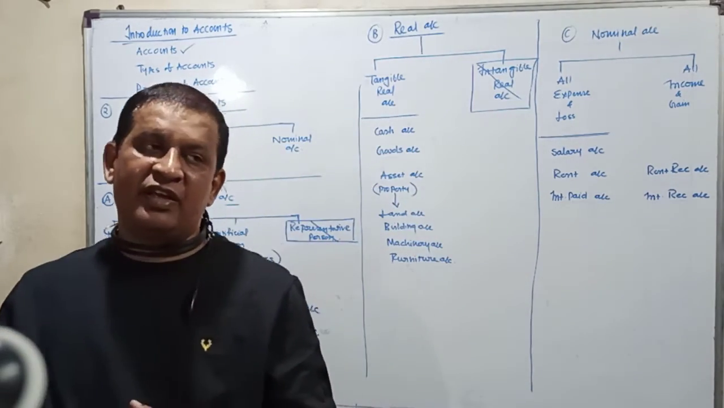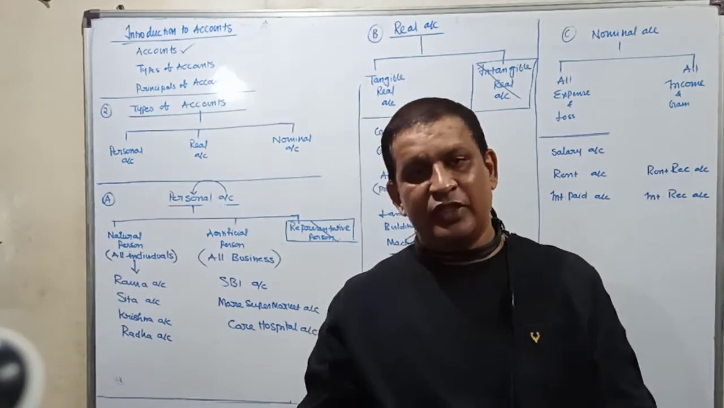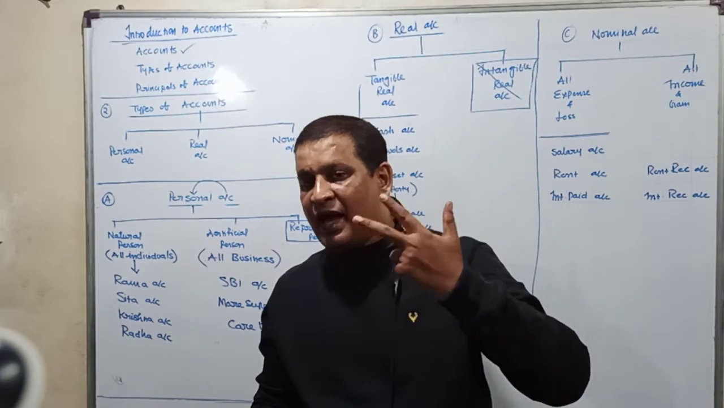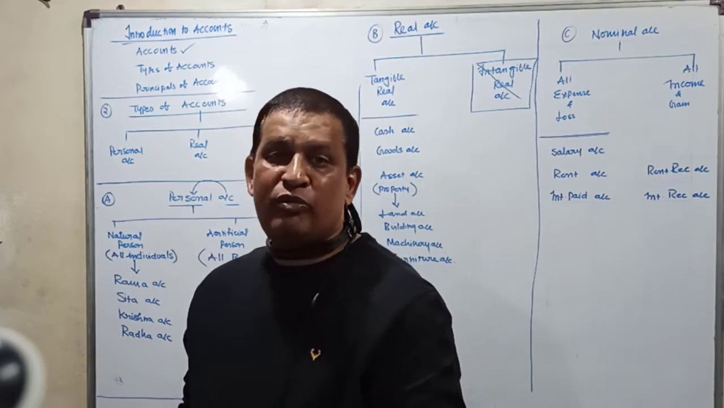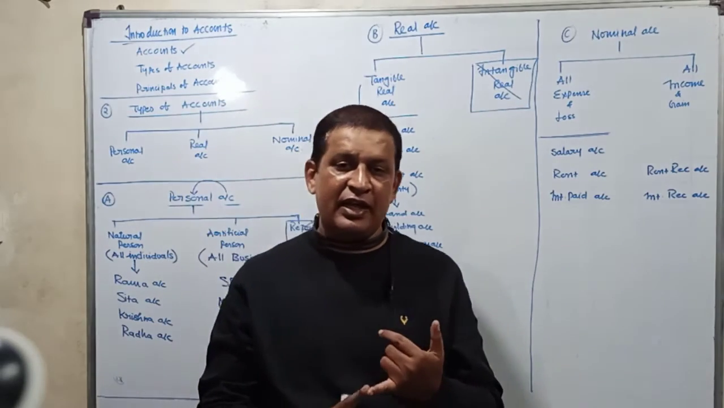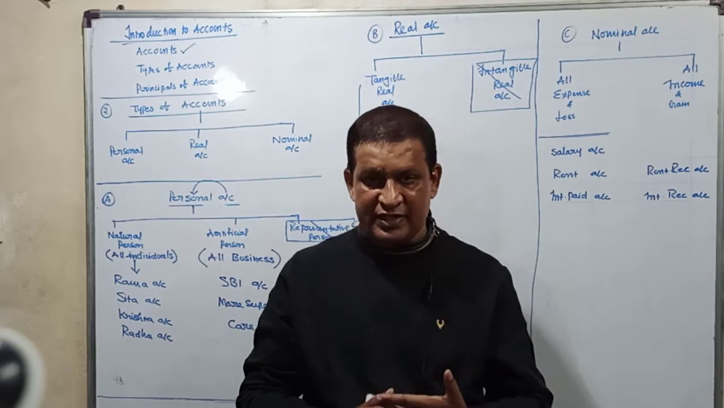Next we are going for real account. Real account is an account which you can see and touch. There are only three real accounts: cash account, goods account, and asset account. Now, what do you mean by an asset? Asset means property of the business, like land account, building account, machinery account, furniture account, etc.